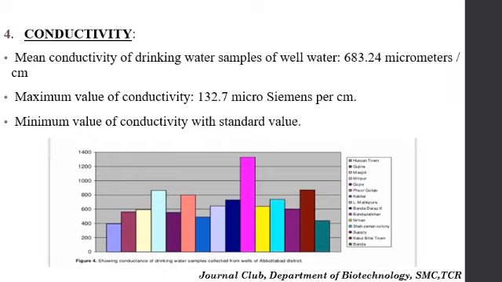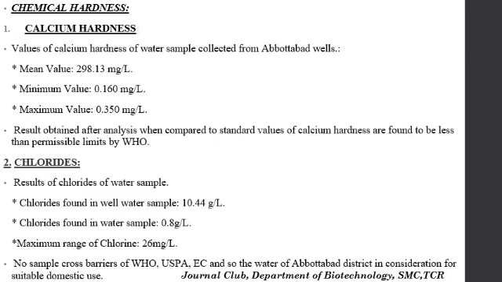The next one is chemical parameters. Under chemical parameters, we have calcium hardness, turbidity, chlorides, and alkalinity. Calcium hardness. Calcium hardness of water samples collected from Abbottabad wells. Mean value is 298.13 mg per liter. Minimum value 0.160 mg per liter. Maximum value 0.350 mg per liter.